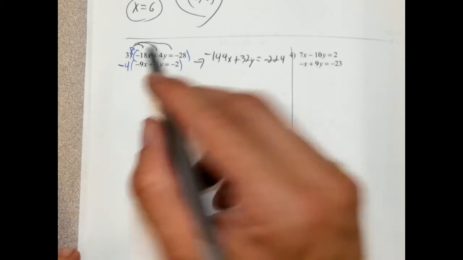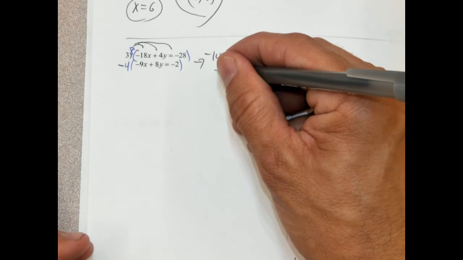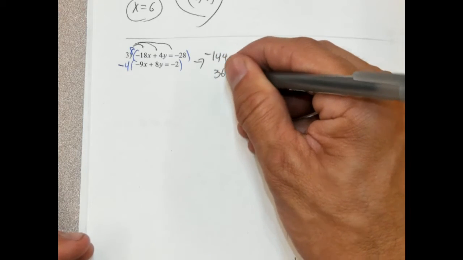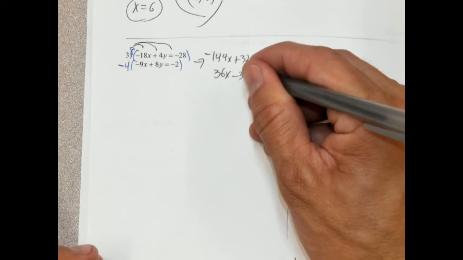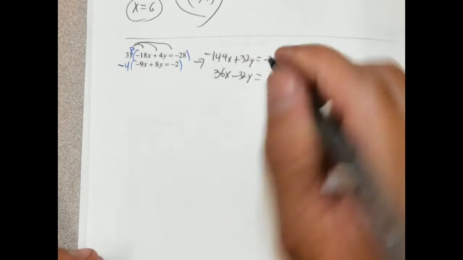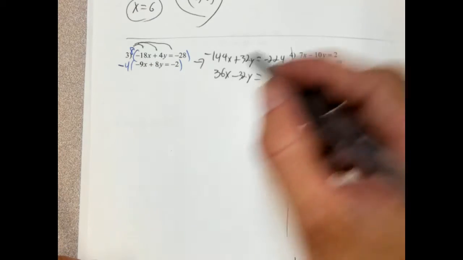Negative 4 times negative 9x is going to be positive 36x. Negative 4 times positive 8y would be negative 32y, which is exactly what we wanted. And then negative 4 times negative 2 would be positive 8.